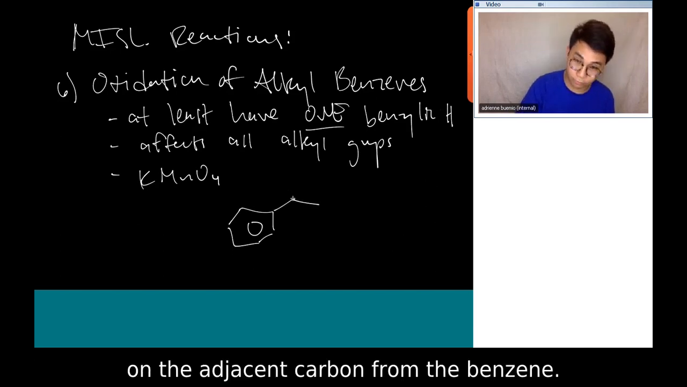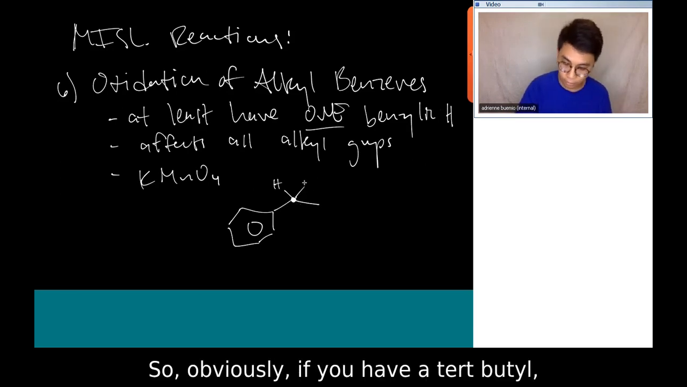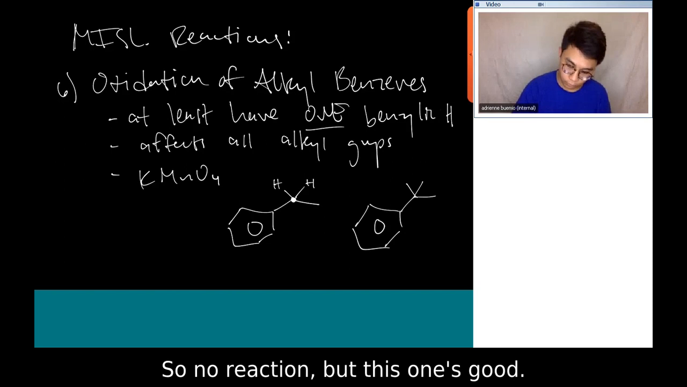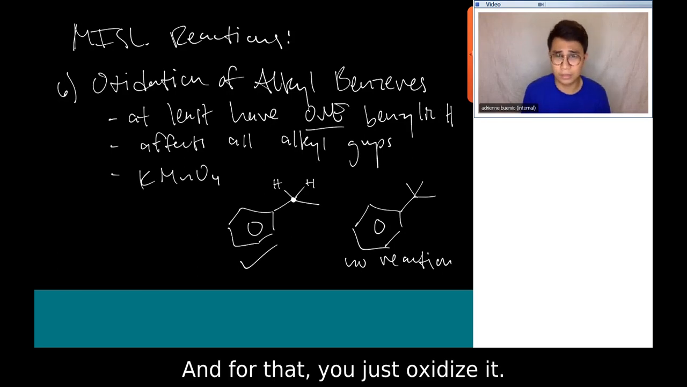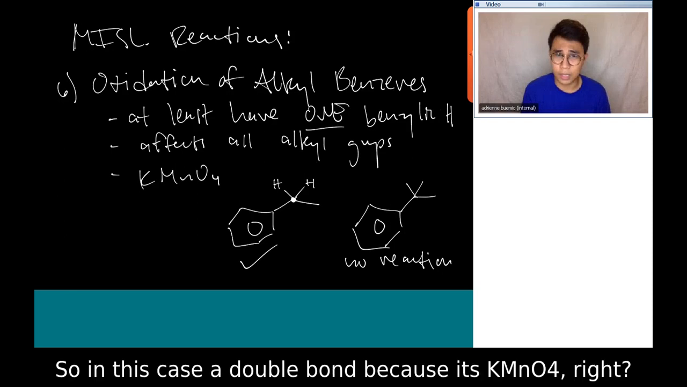So benzylic H is the hydrogen on the carbon adjacent to the benzene. So there's an H here. Obviously, if you have, let's say, a tert-butyl, there's no H here, so this can't react. So no reaction. But this one's good. So the benzylic hydrogen is the important one for oxidation, and for that you just oxidize it. You just add a double bond to an oxygen, so in this case, a double bond because it's KMnO4.